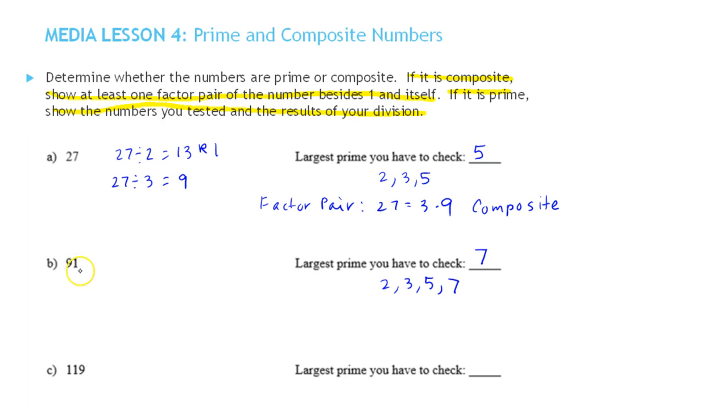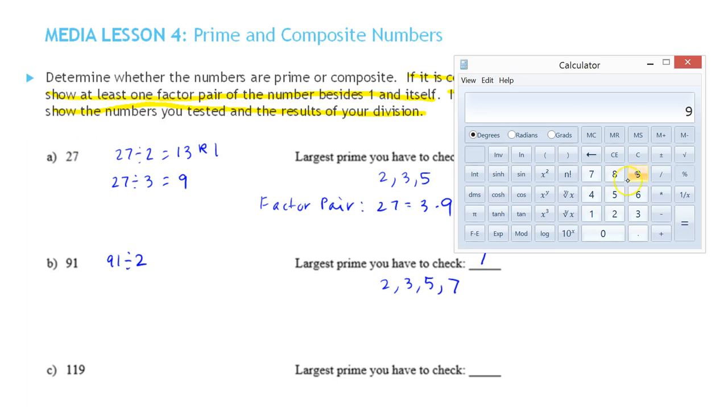I can't think of two numbers that we multiply in the multiplication tables that equal 91. But you can't just go by that. You have to officially check 2, 3, 5, and 7. It may be divisible by one of these numbers, and you have to be certain. So 91 divided by 2.